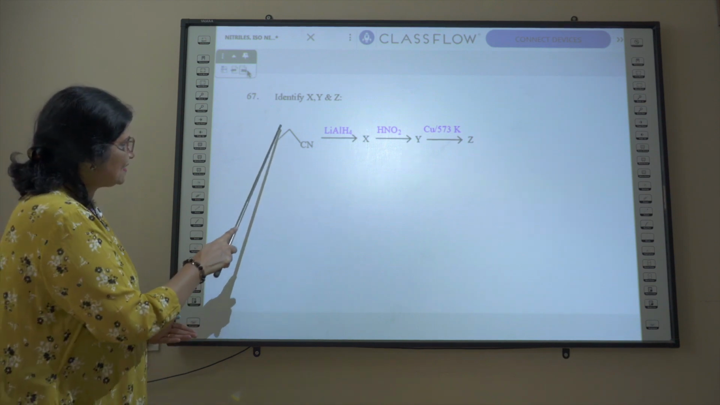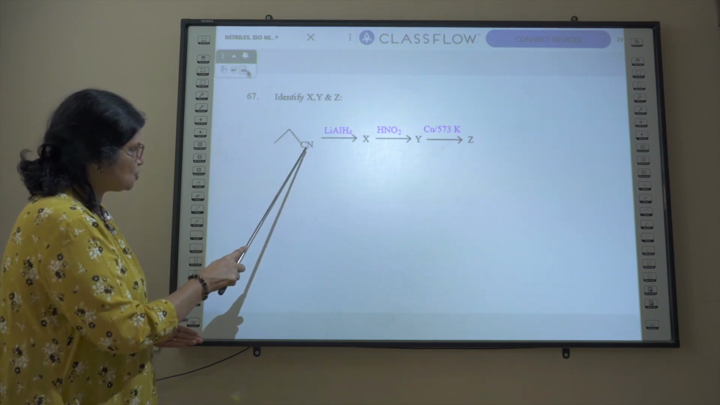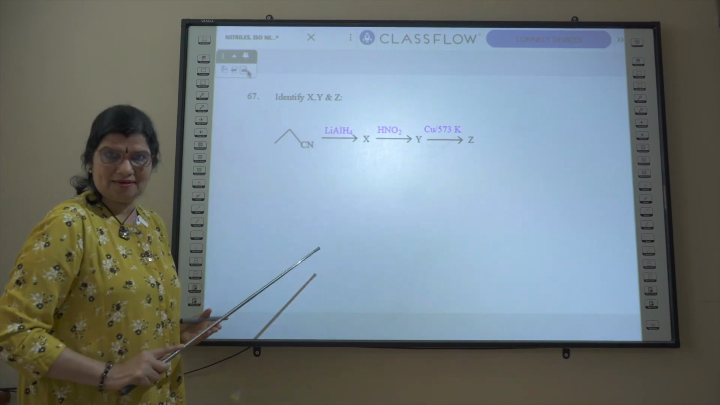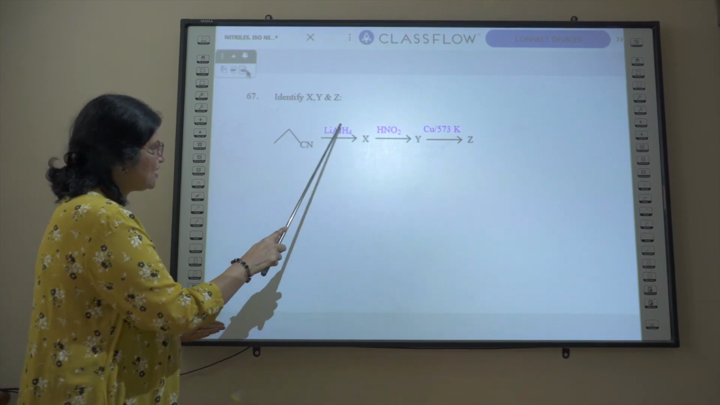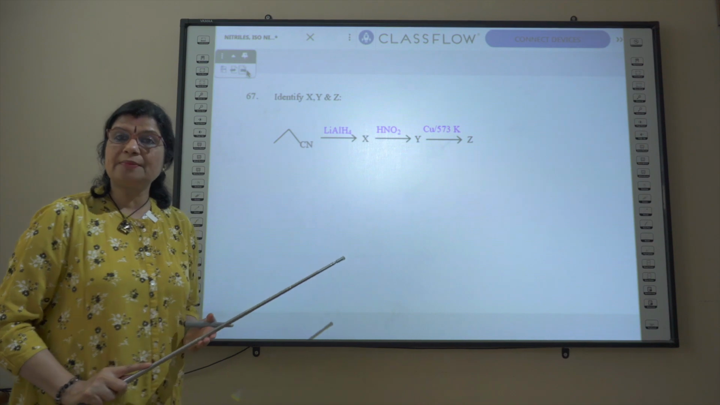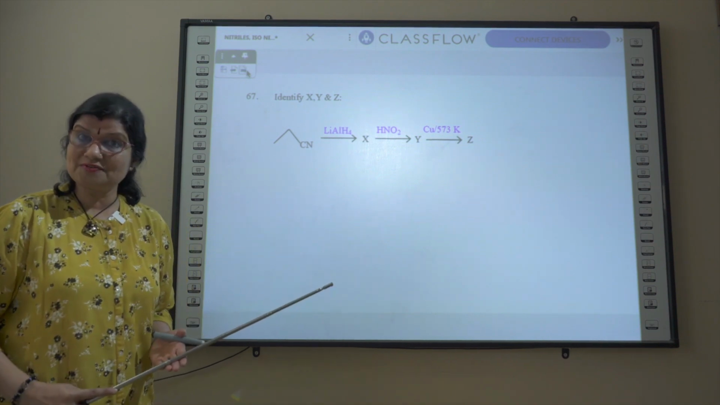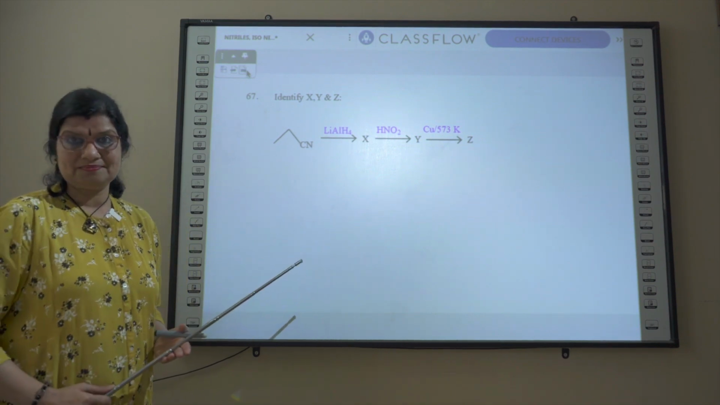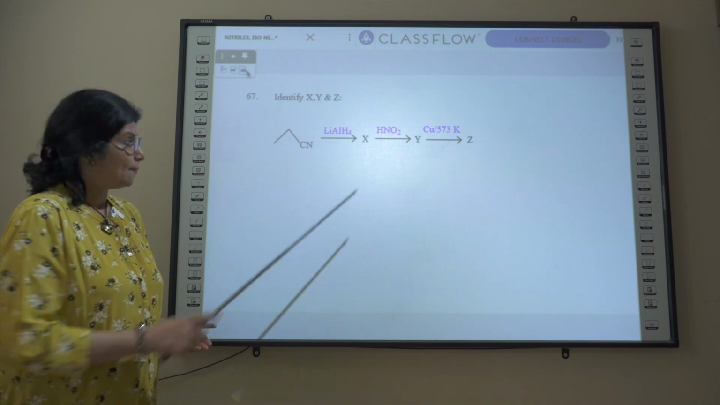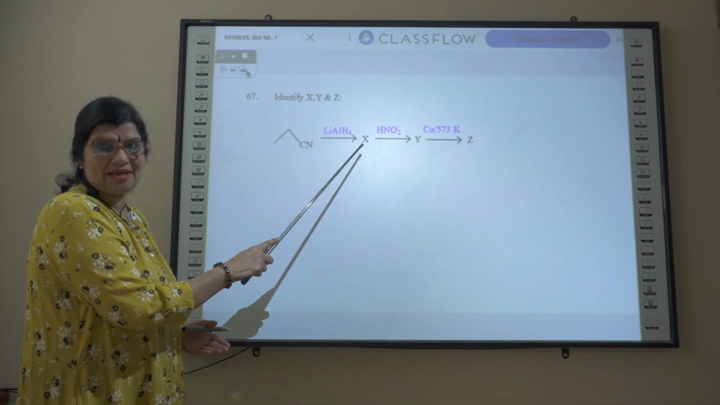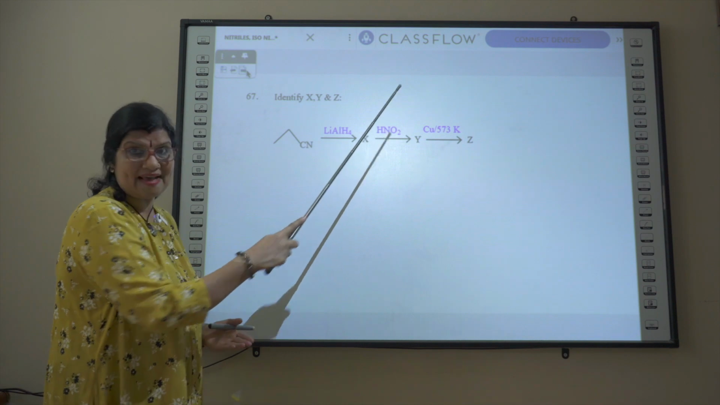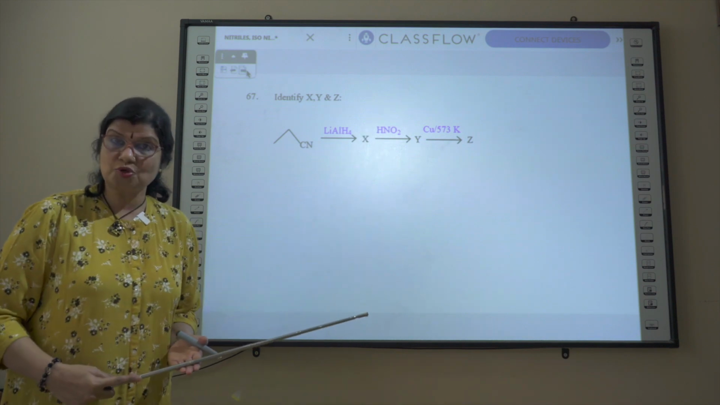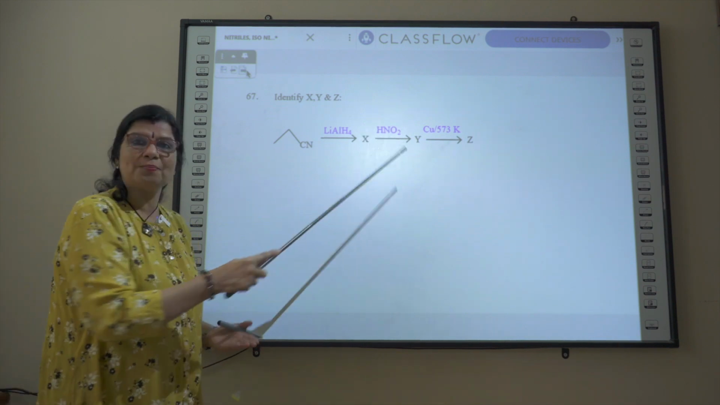Now this being ethyl cyanide or propane nitrile, you have the nitrile group here. The nitrile group on subjecting to reduction with lithium aluminium hydride gives you what? Gives you a primary amine, CH2NH2. Because it is an aliphatic primary amine, it is made to react with nitrous acid, which is sodium nitrite and hydrochloric acid, but the temperature has not been mentioned.